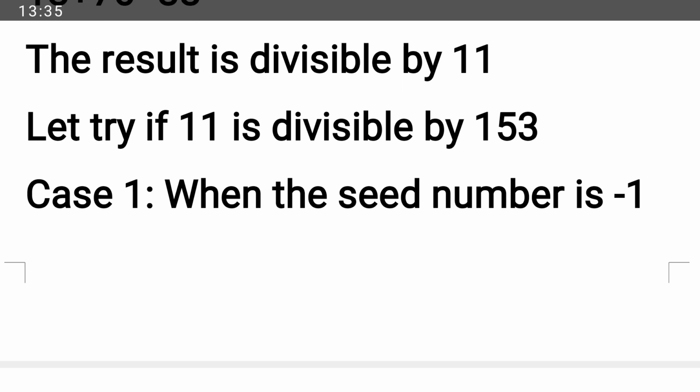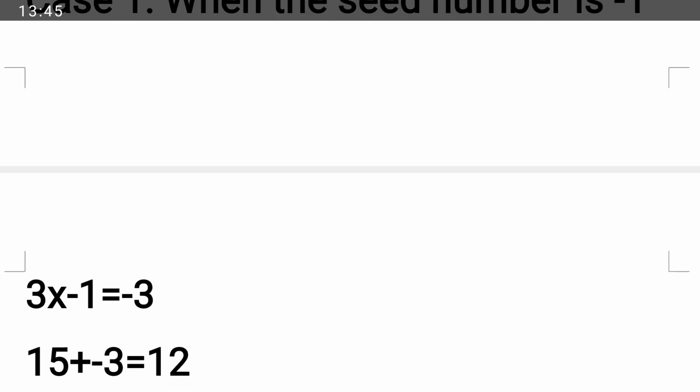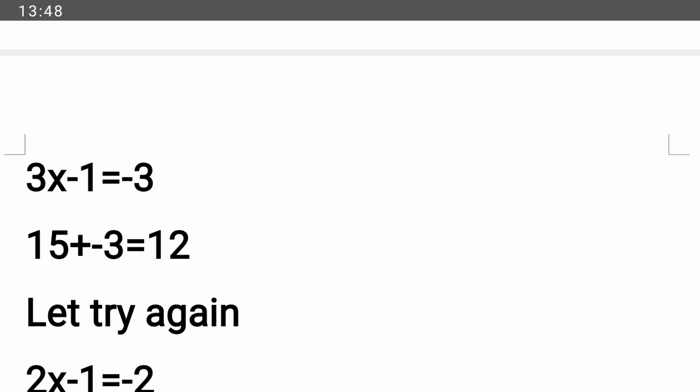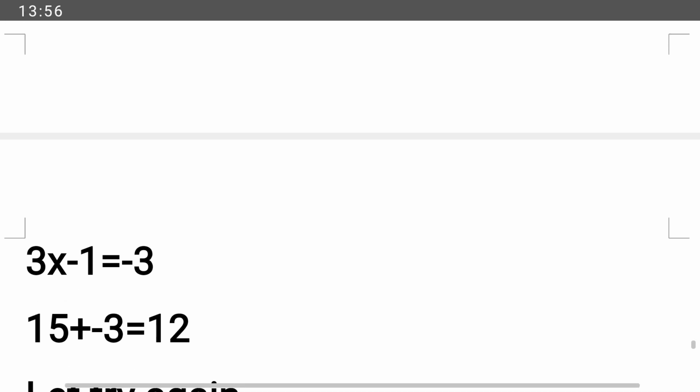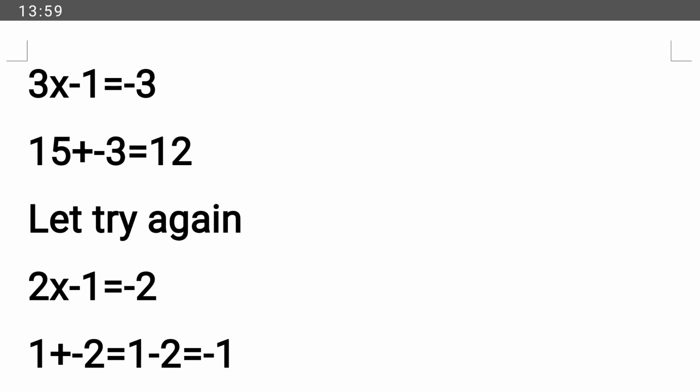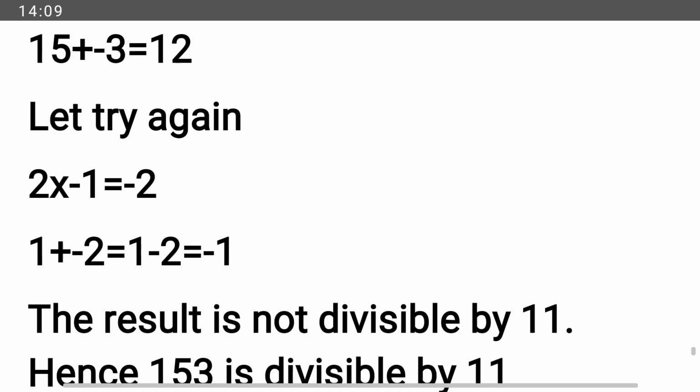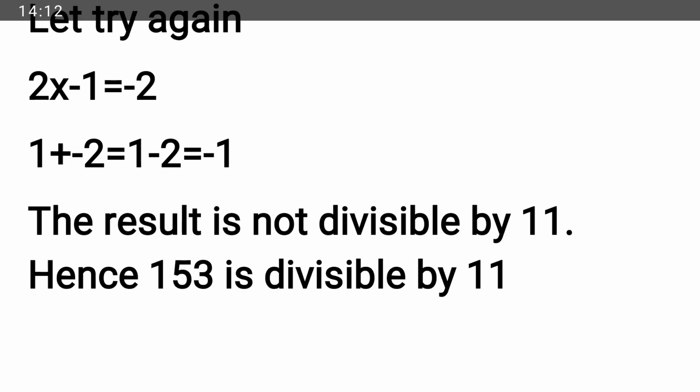Okay. Let's try 153. Let's see if it is divisible by 11. The unit digit is 3. 3 times minus 1 is minus 3. If we add 15, the remaining digit, 15 plus minus 3 gives us 12. That one is not divisible by 11. Let's try again with 10. 3 times 10 is 30, plus 15 is 45, which is also not divisible by 11. So the result is not divisible by 11.